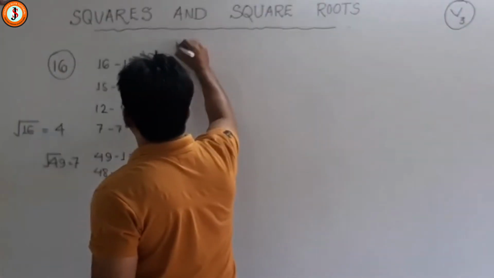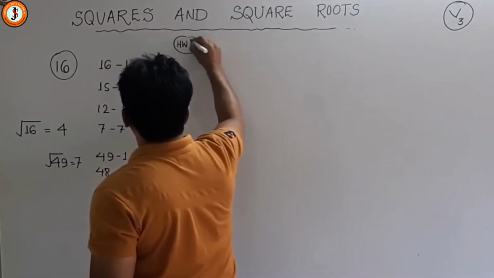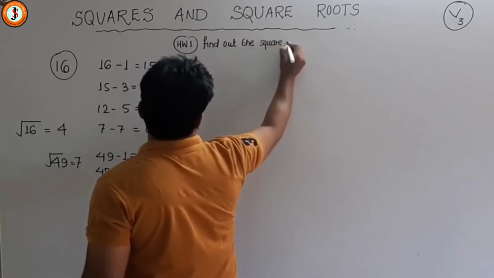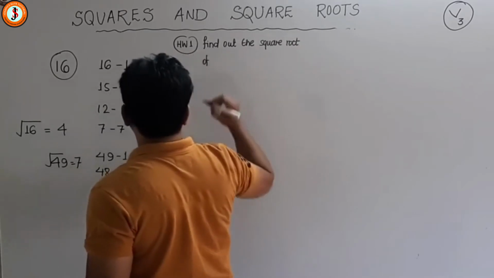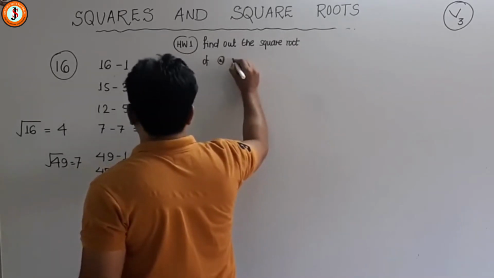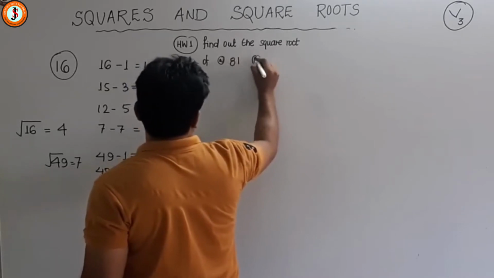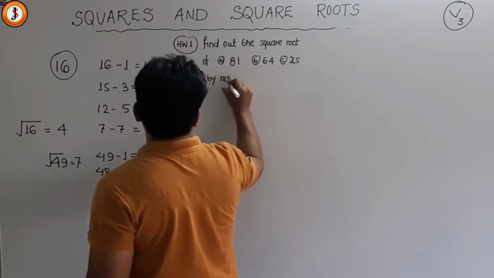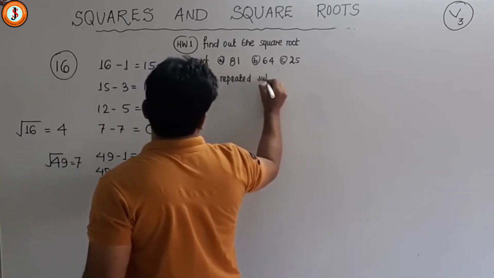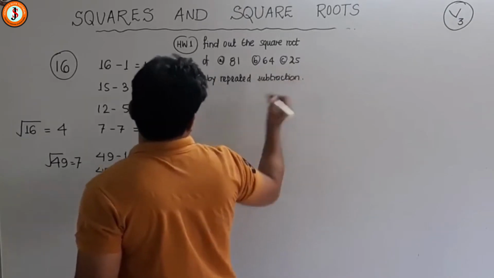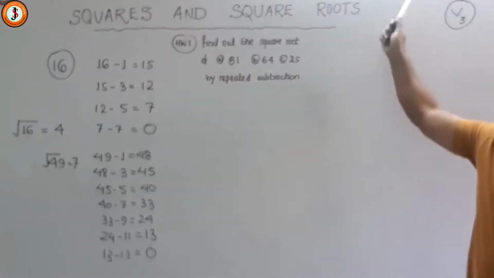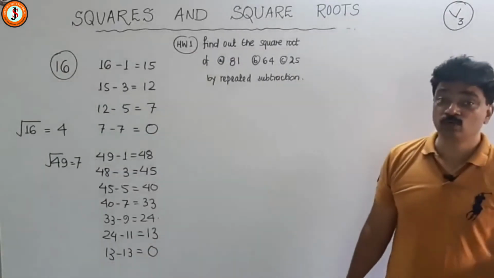So homework 1 for video 3 will be: find the square root of A, 81, B, 64, C, 25 by repeated subtraction. So you got the square root. How to find it, you know. So you will be doing it. Post it on my email, that is sanjay_j1968@yahoo.ca, not com, ca. So have you understood that?